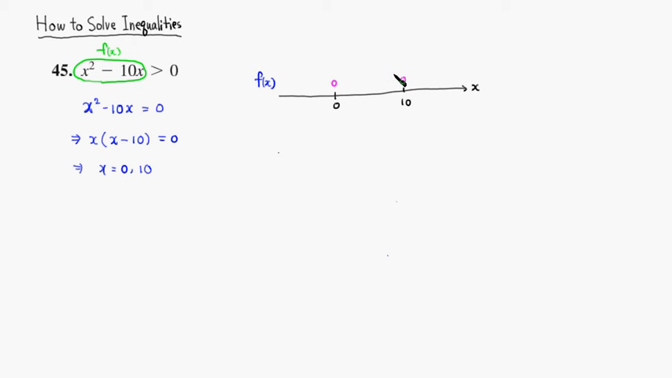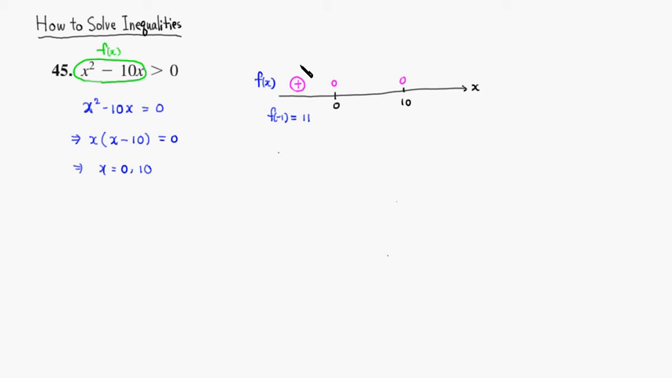What you want to do is find a sample point on each interval. For example, on this interval we want to determine the sign, so any number less than 0. I'll try -1. Plug -1 into this function: -1 squared is 1, and -10 times -1 is plus 10, so that's 11, which is definitely a positive number.